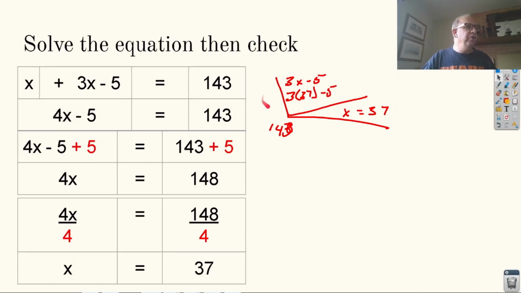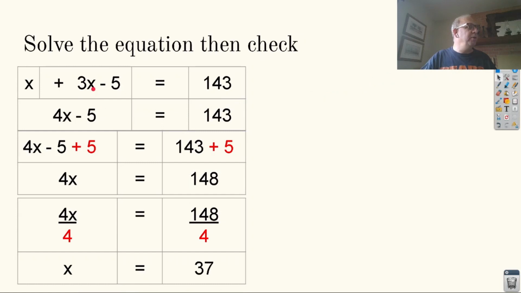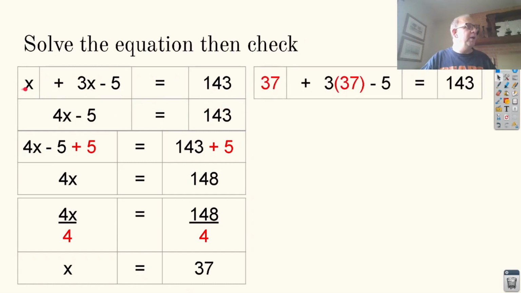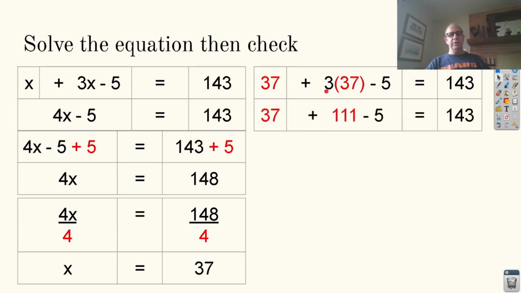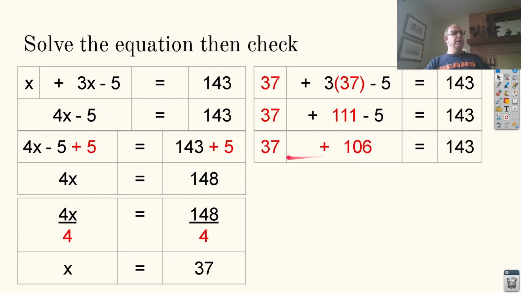Actually, I'm going to check to see what that is to make sure it's right. So before I do that, I'm going to take 37 and put it in for x. So I have x is 37. 3 times x minus 5 is 3 times 37 minus 5. Put that in my calculator. 3 times 37 is 111. Subtract 5, that's 106. 37 plus 106 does equal 143.